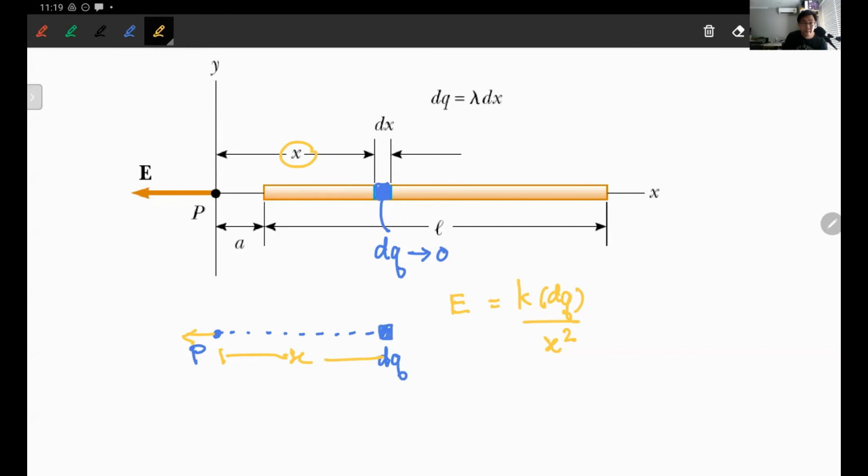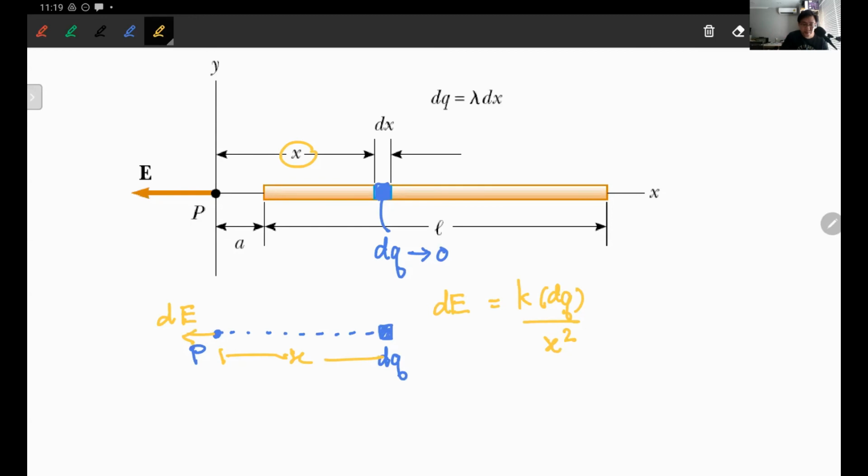Okay. And because this is the field generated from a very, very small charge, this is going to be a very, very small field as well. So I'm going to say this is just a tiny differential of the electric field, dE.